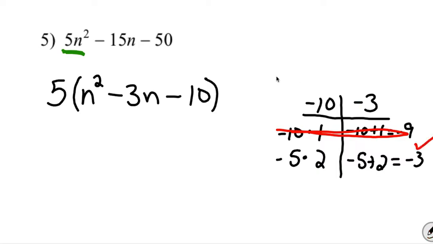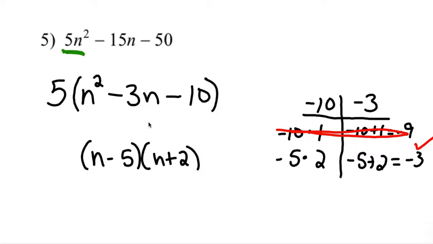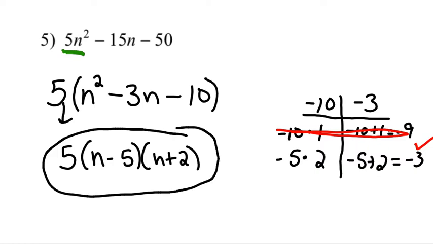So let's put this in our final answer. N minus 5, right? Here's a negative 5, so n minus 5. N plus 2. And that's our final answer, right? No, because we forgot our 5. This greatest common factor that's out front, that has to be part of your answer. Don't forget that in your answer because that will be an incorrect answer. You'll lose a point. So make sure you have your GCF there as part of your answer.